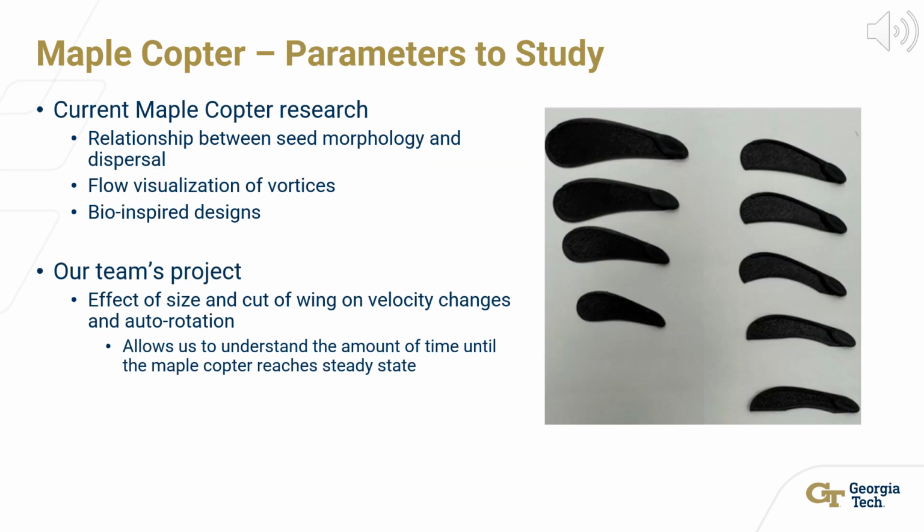Current research has been performed on maple copters relating to the relationship between seed morphology and dispersal, flow visualization of vortices, and bio-inspired designs. For our project, our team wanted to look more into the autorotation aspect of the maple copters, specifically how different sizes, as shown on the left part of the image, and cuts, as shown on the right part of the image, affect the velocity changes in the autorotation. This allows us to better understand the amount of time until the maple copter reaches steady state.